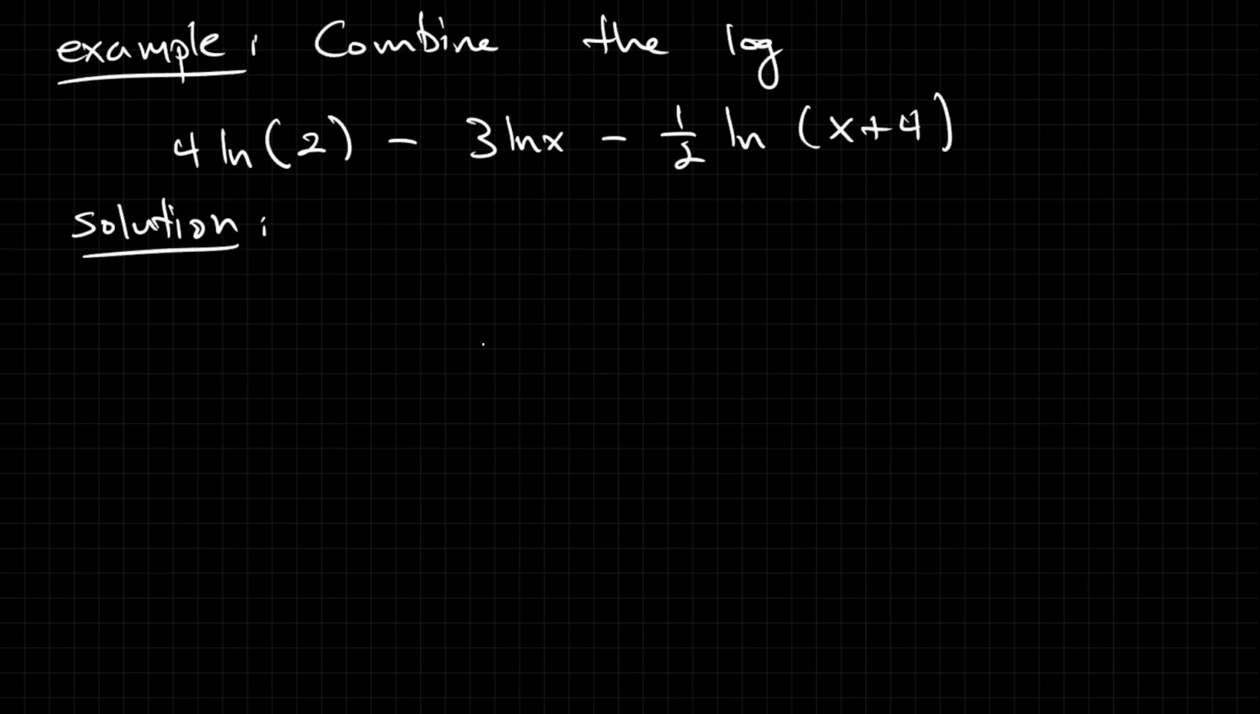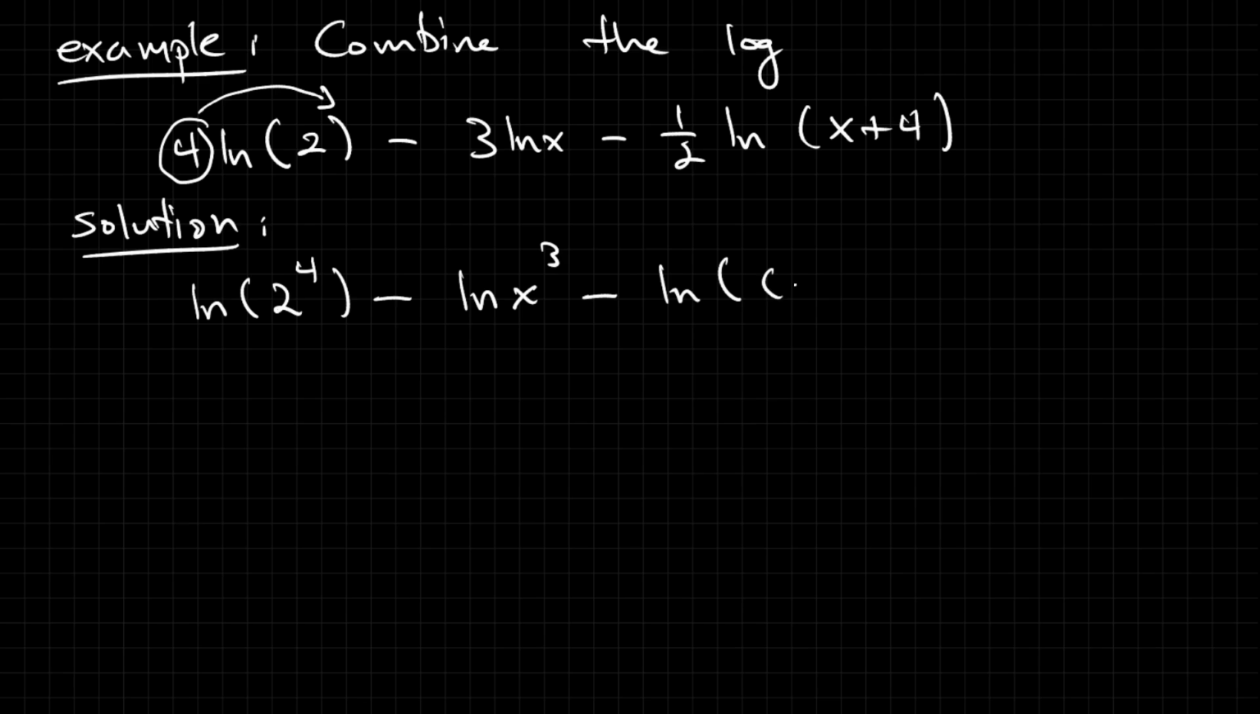Okay, let's do an example combining logarithms. So I have 4 ln 2 minus 3 ln x minus 1 half ln of x plus 4. And again, I advise you take this in as small steps as you need to. So first I'm going to take this 4 and move it upstairs in the logarithm, so I get ln of 2 to the 4th. Then minus, this 3 can do the exact same thing, ln x cubed. And finally, this 1 half as well can be ln of x plus 4 to the 1 half.